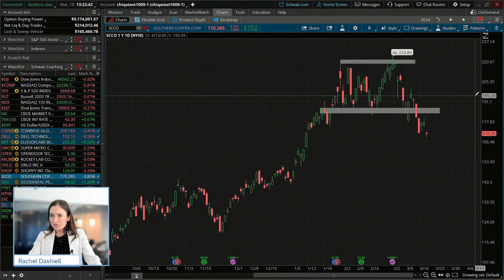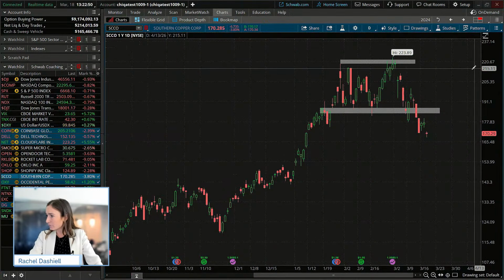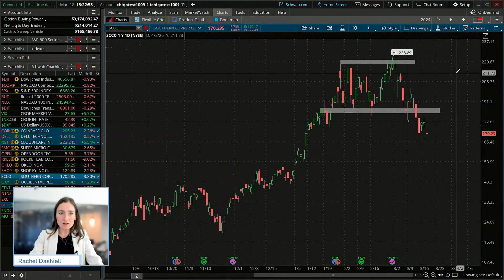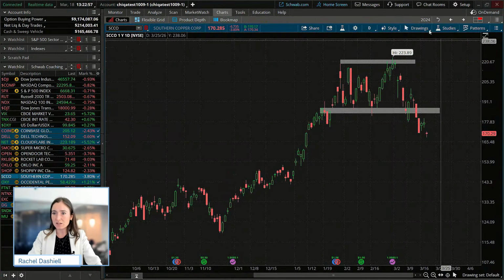I see a reverse head and shoulders. I don't see that one, but maybe I can look at it in a different way or maybe on a different time frame. Kelly, shout out. I am seeing the bear flag as well. So that is exactly what I'm seeing on this chart.